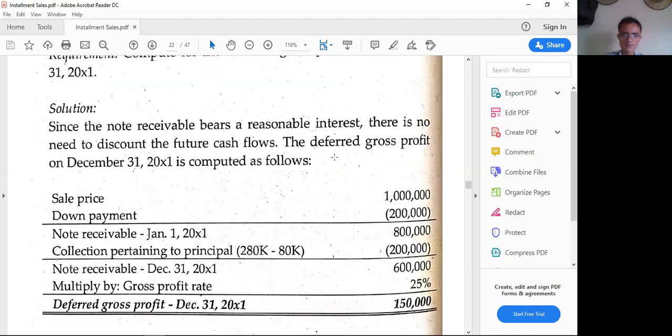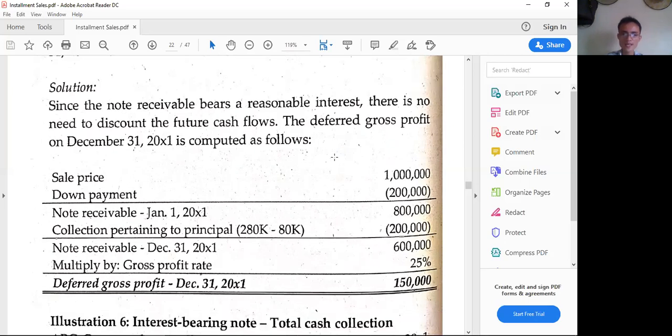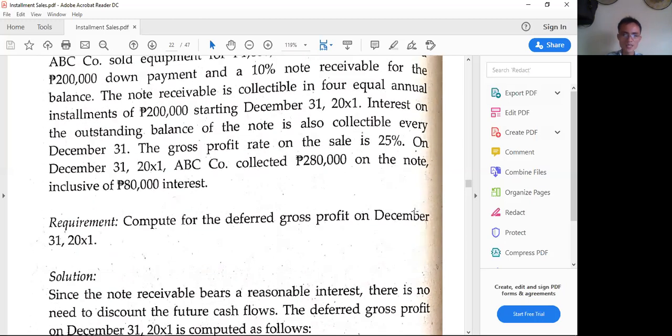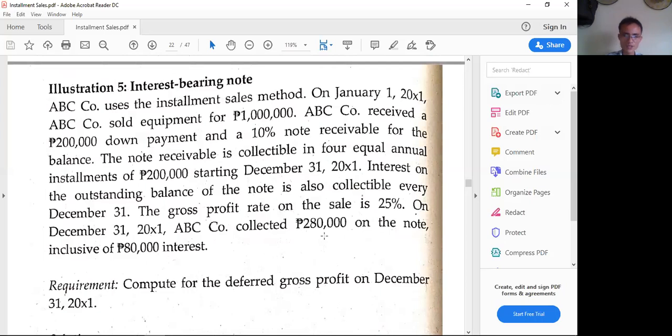What is asked here is the deferred gross profit. So basically the ending balance of notes receivable. So 800,000 minus 200,000 equals 600,000. Where are we getting this 200,000? That is the first collection, together with the interest. See, inclusive of interest. The collection is with interest, therefore this is interest bearing.